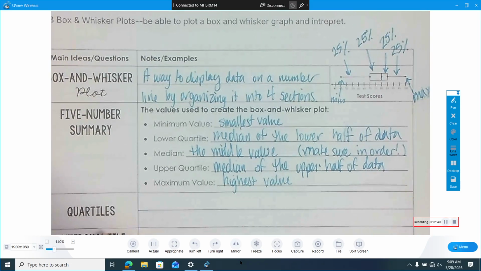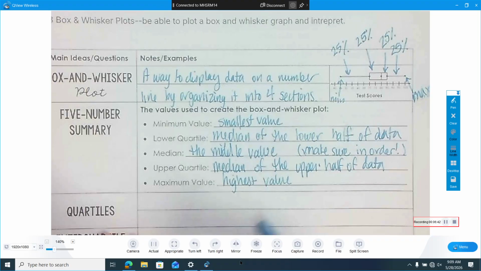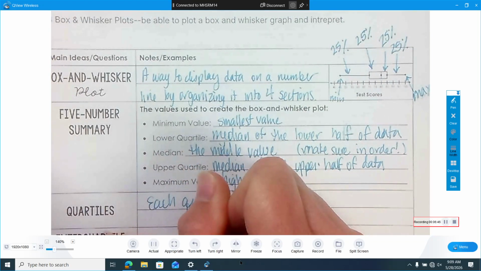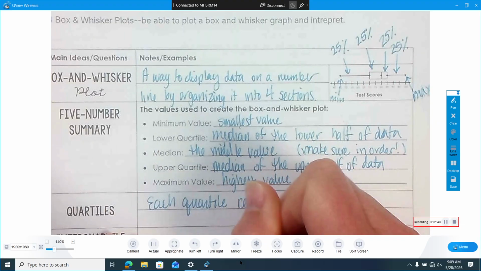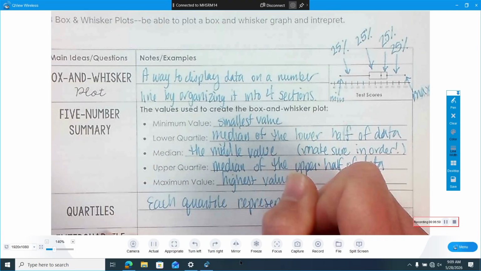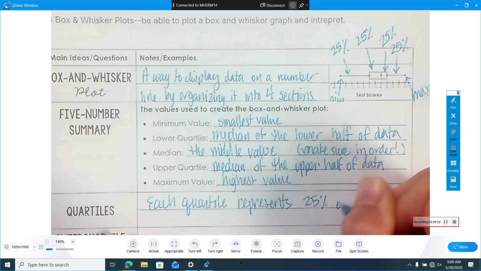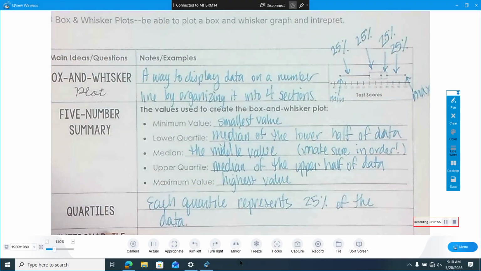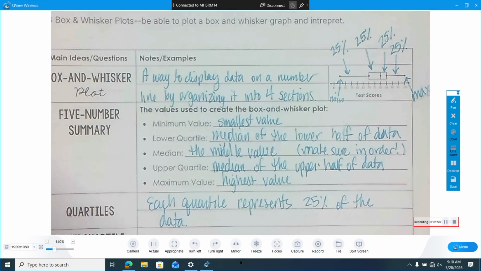So for quartiles, each quartile represents 25% of the data, which again is kind of interesting to know when you look at the data.